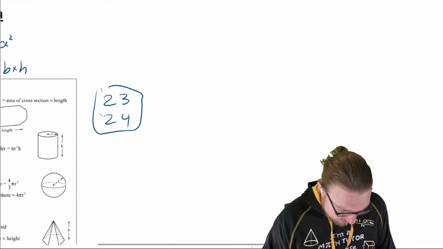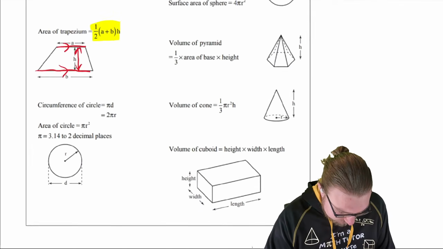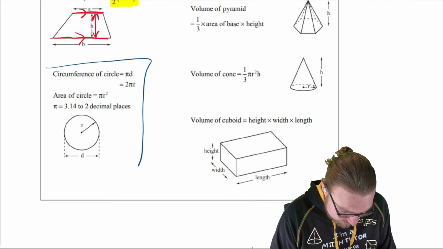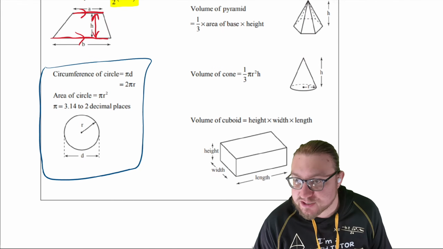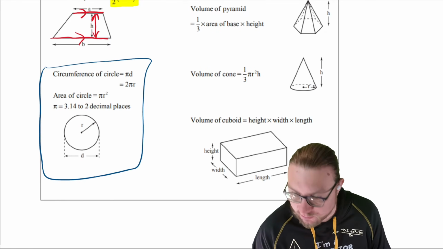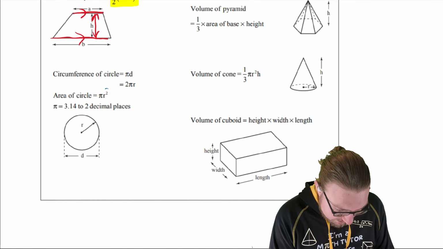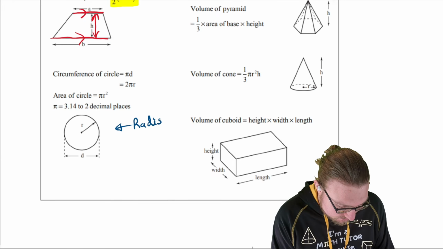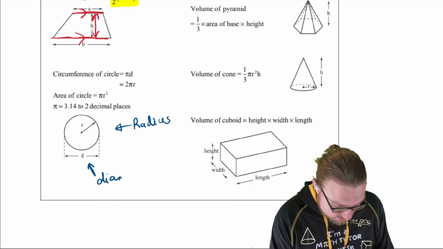So if we have a look at our formula sheet over here, here we can see the formula for a circle. And we have the circumference, which we used before as 2 pi r, and the area is pi r squared. And if you forget where r is, well, they give you a nice little picture here to remember that r is the radius, and d here is the diameter.